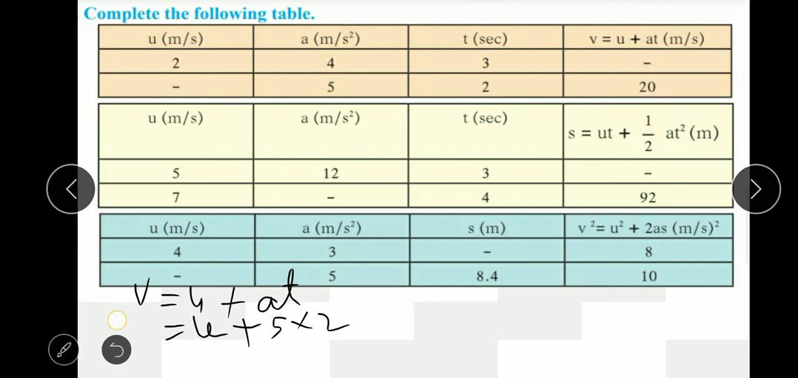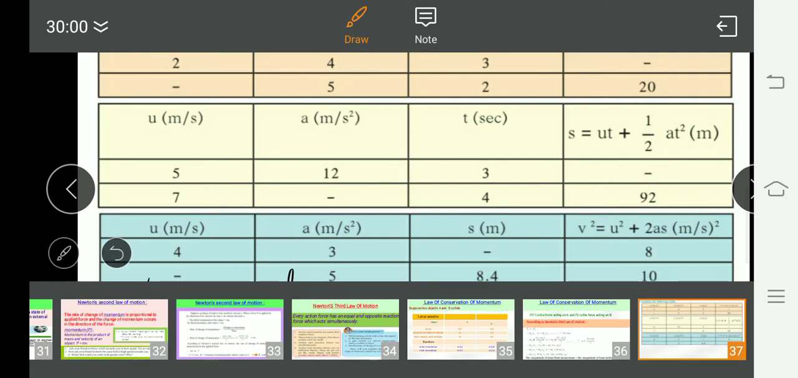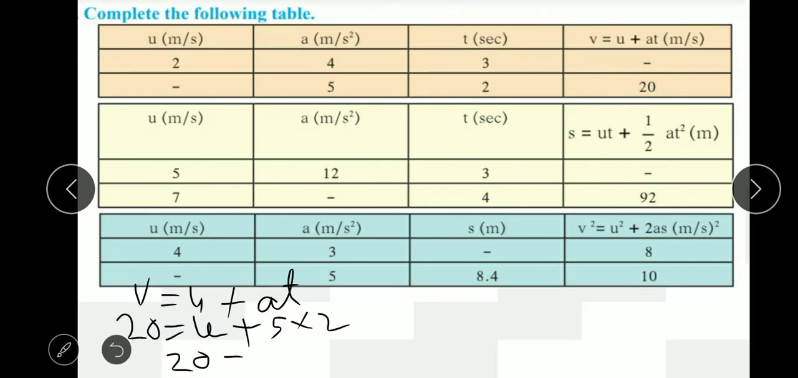So when I put the value 20, now I'll solve it, students. 20 is equal to u plus... this u is not looking good, I'll write it properly. Now u plus 5 twos are 10, students. 5 twos are 10.